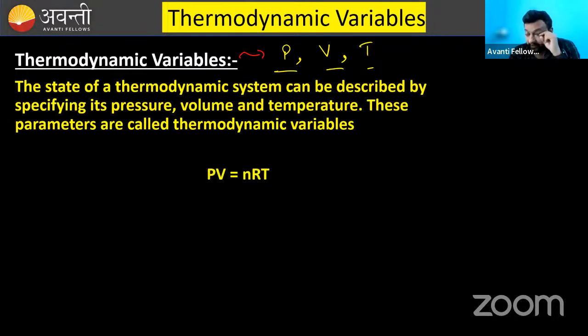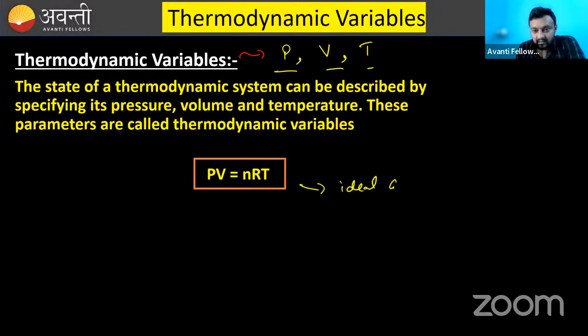The relation between these three quantities is very important. The relation between these three quantities is PV = nRT. This is known as the ideal gas equation. P is pressure, V is volume, n is the number of moles, R is the gas constant, and T is the temperature.